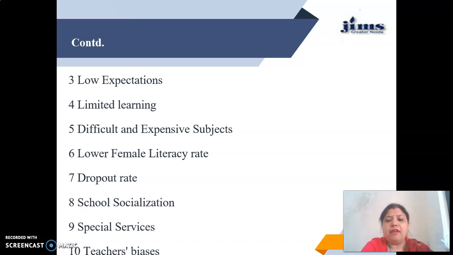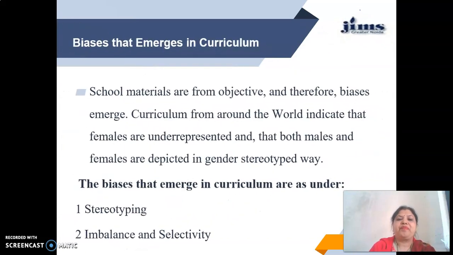Teachers are generally unaware of their own biased teaching behavior because they are simply teaching how they were taught, and the subtle gender inequalities found in teaching material are sometimes overlooked by the teacher. That type of bias always creates problems for the students, for the girl students basically.